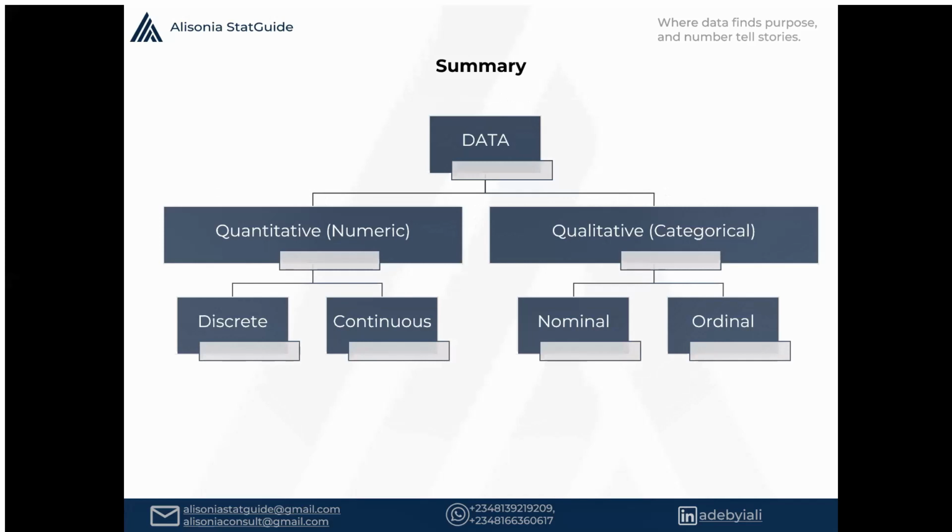In summary, we talked about data in this class. We said that data are just measurements or observations collected from a source of information. This data can be divided into two: quantitative if it is numeric, and qualitative if it is categorical. The quantitative data can further be divided into discrete and continuous. And the qualitative data can further be divided into what?